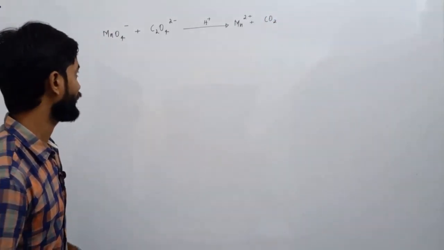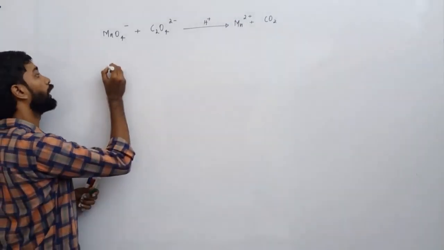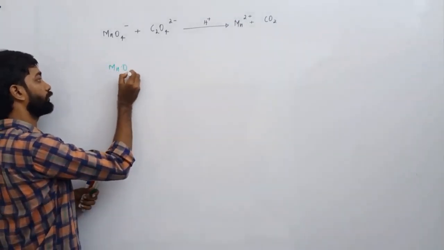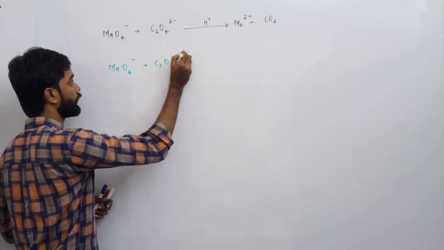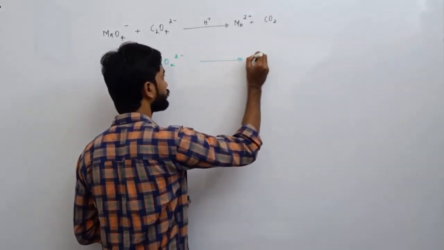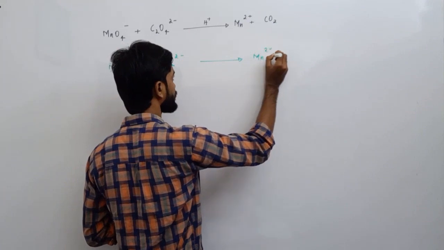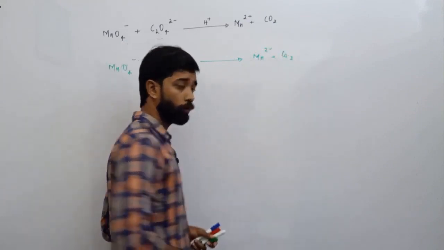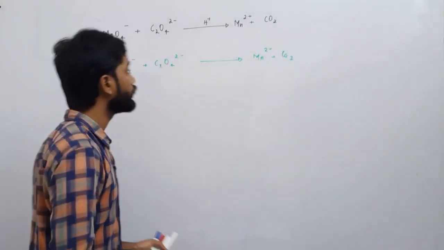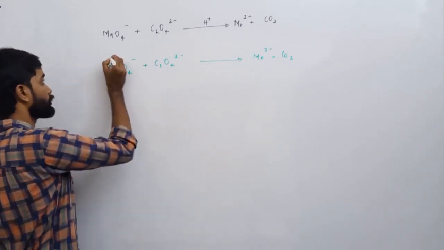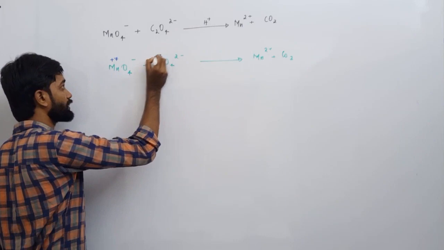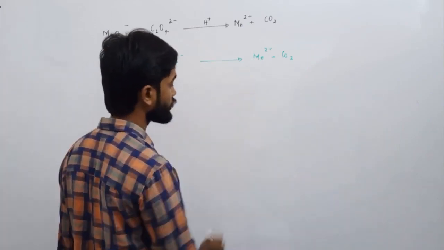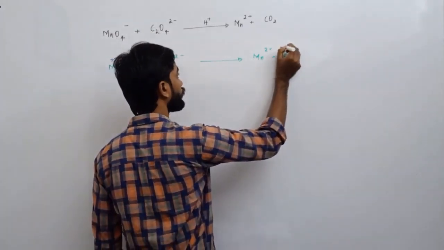So let me balance that. I'm showing it once again: MnO4 minus plus C2O4 2 minus gives Mn2 plus plus CO2. What about our first step? Check the oxidation state of all elements. So here manganese is in +7, here carbon is in +3, here manganese +2, and the carbon +4, right?